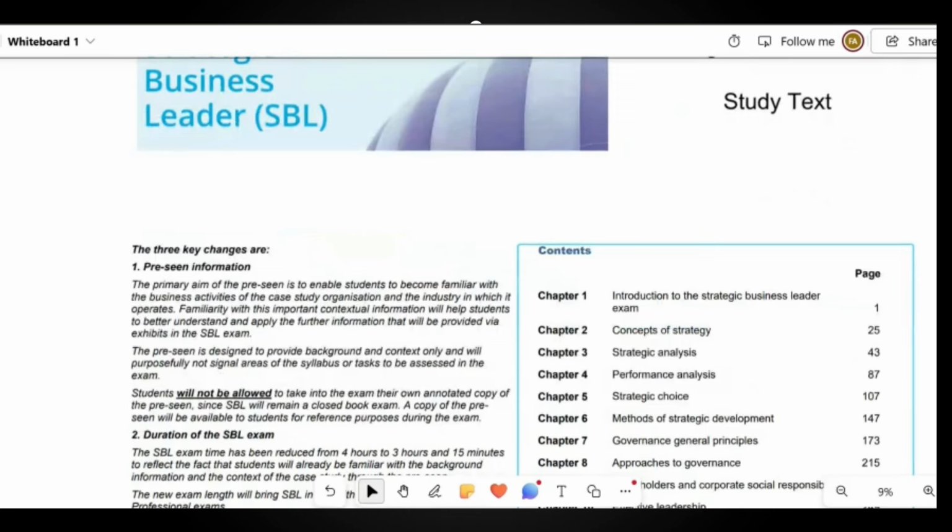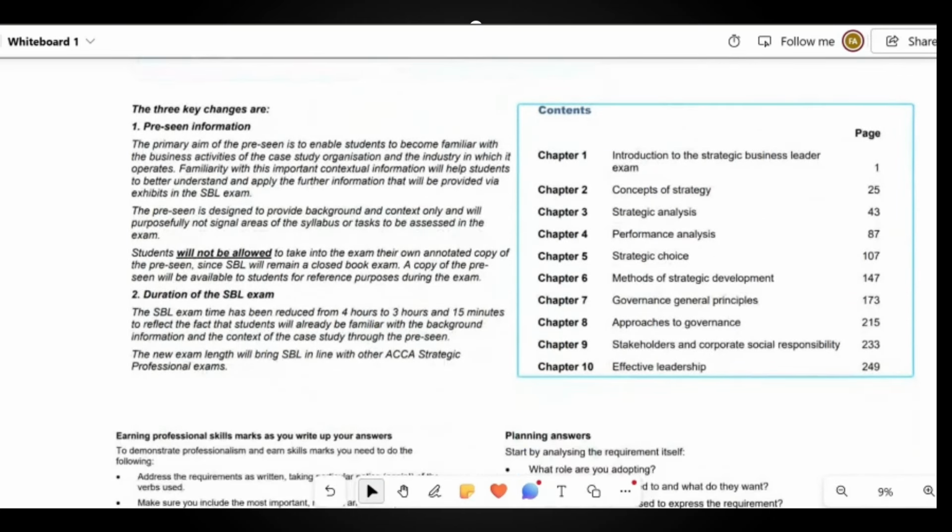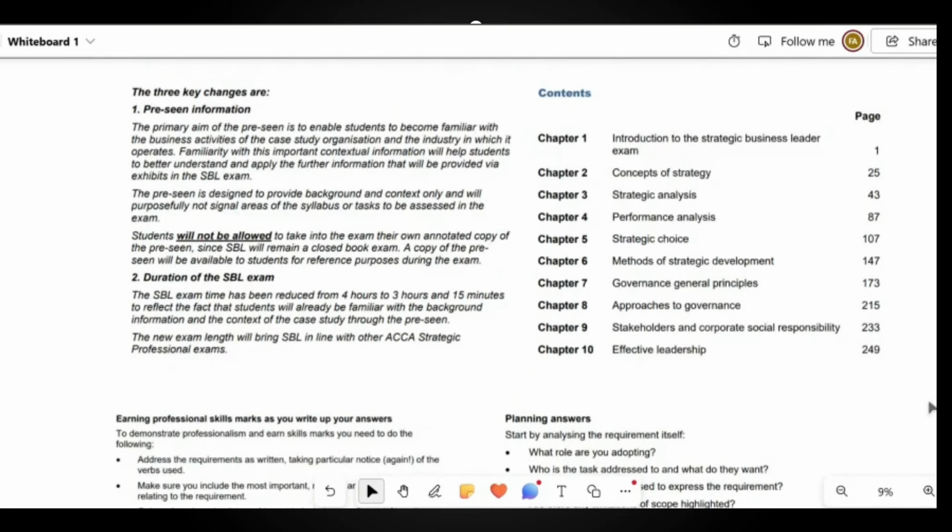This is another introduction about this chapter and how we are going to get through all these areas. Today's session will relate to chapter 1, the introduction to Strategic Business Leader, and the concept of strategy. These two things we will start with today.